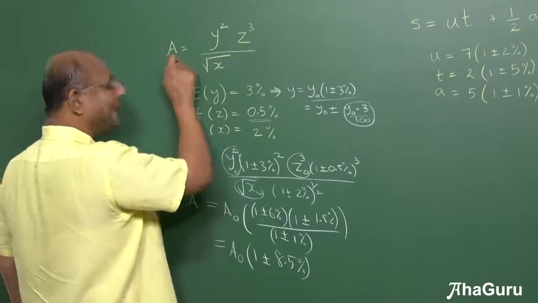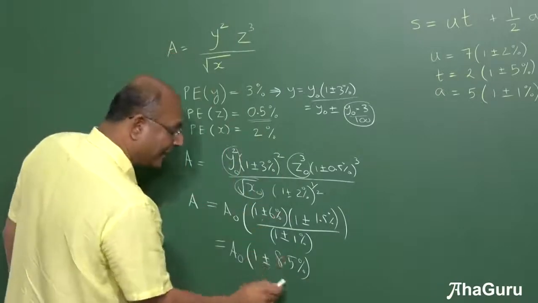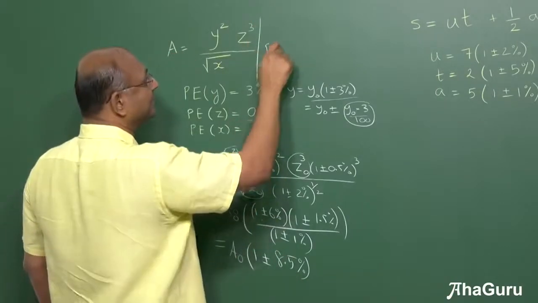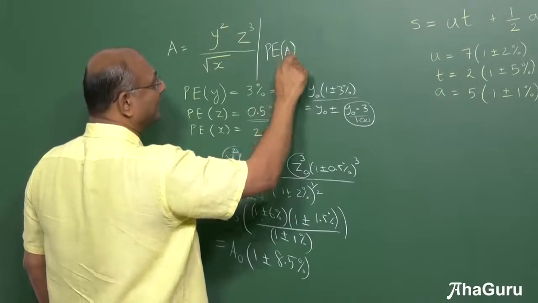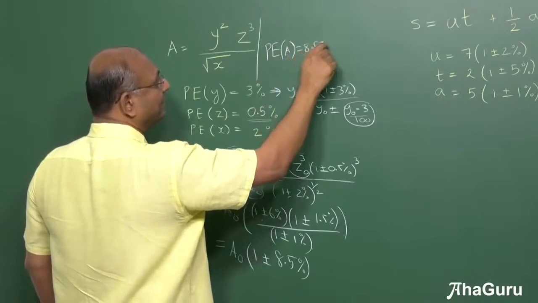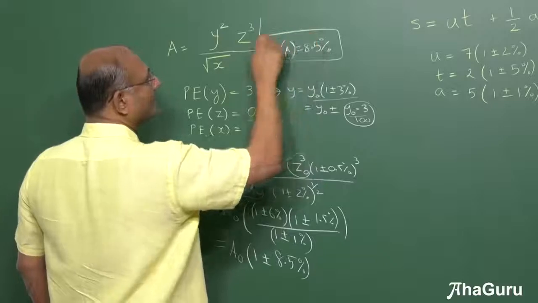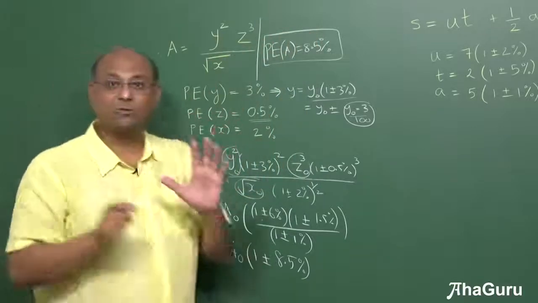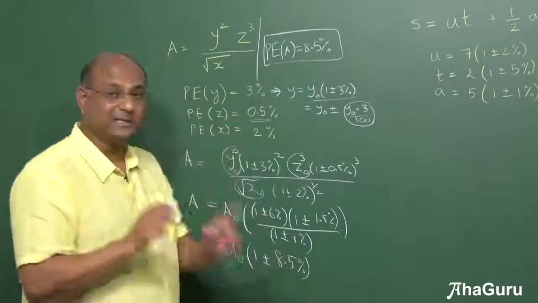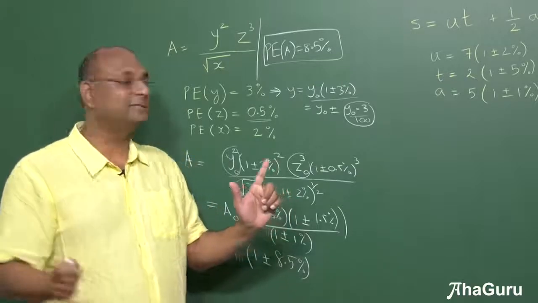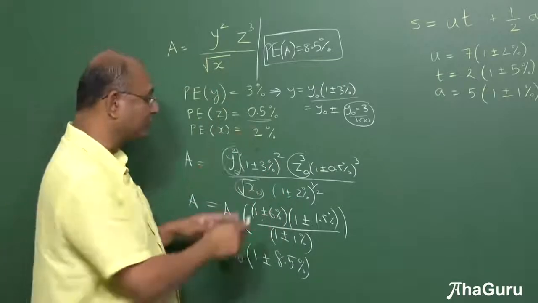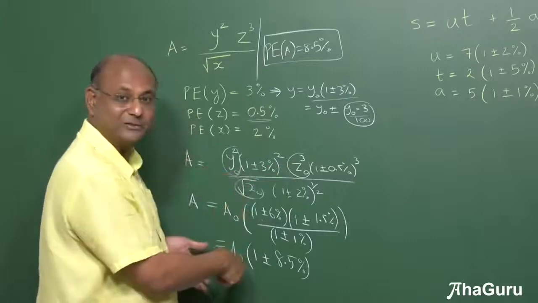So the worst case will be plus or minus 8.5%. What is the error percentage of A? The percentage error of A is 8.5%. Is that clear? Do you understand how to calculate percentage errors when you are doing this? When it is only multiplication, only division, percentage errors are extremely useful. I don't even need the absolute values.